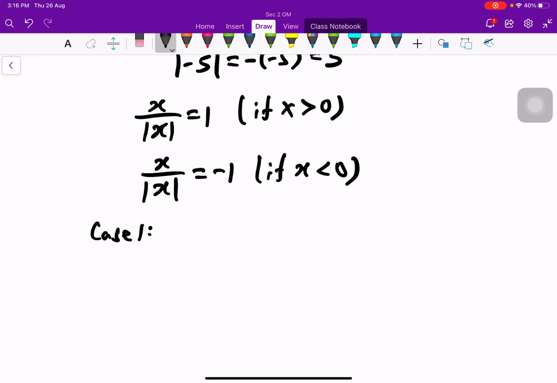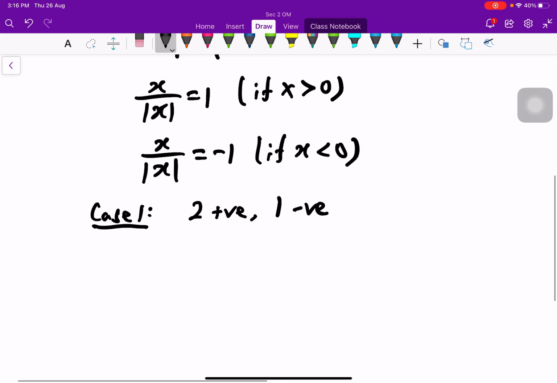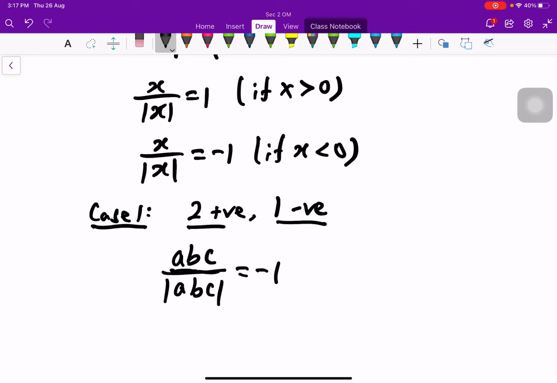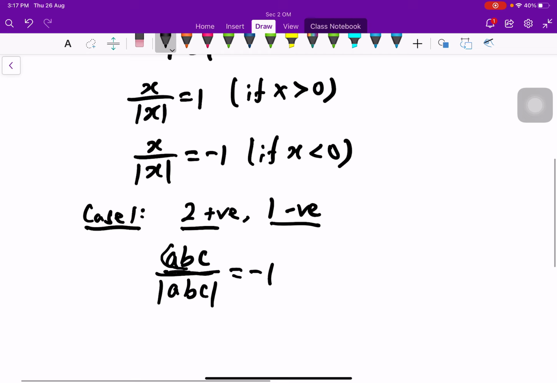Case number 1: we have 2 positive numbers and 1 negative number. That means in this case, A, B, C, let's say A and B are positive and C is negative. Then ABC divided by the absolute value of ABC should be minus 1. Can you see that 2 of them are positive and this is negative? Positive times negative will give you a negative number, and a negative number divided by a positive number will be minus 1.